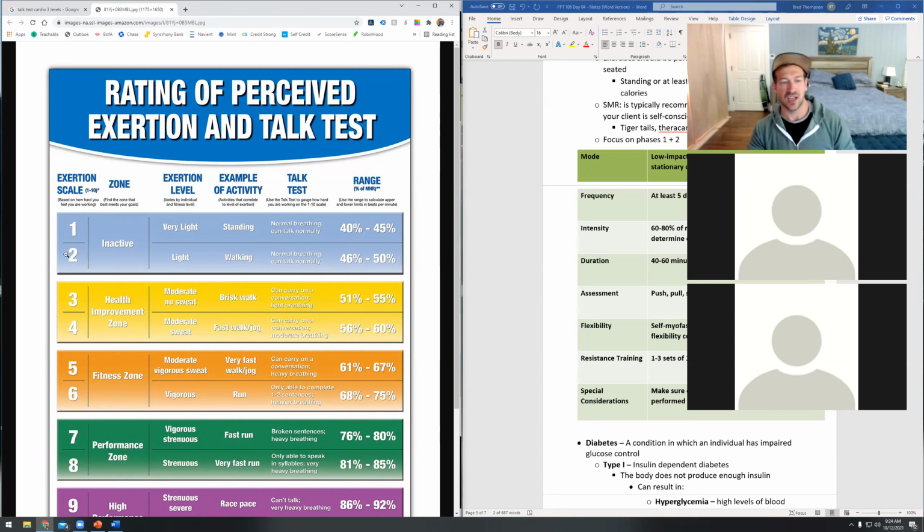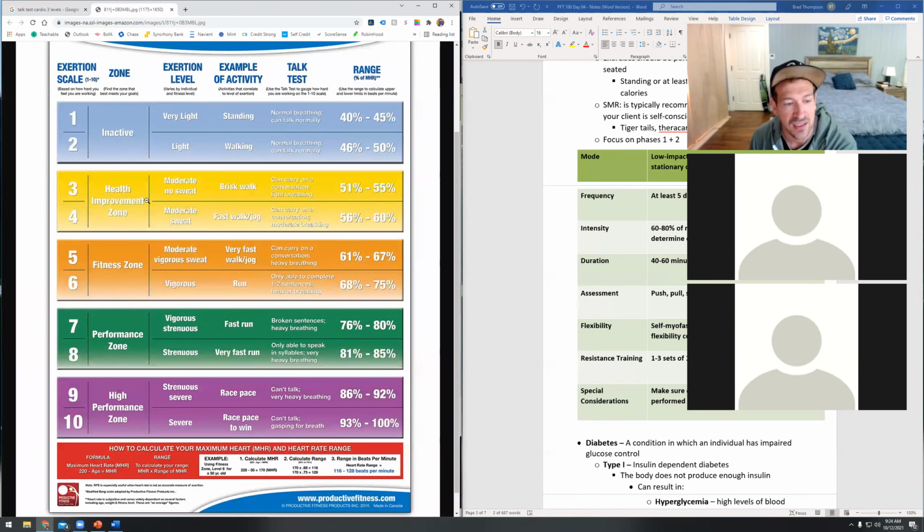So here's the sort of complicated version of this, right? If we look at the talk test, a 1 to 2 would be completely normal breathing, right? Absolutely normal. But then we start to get into the health side of things. If you're talking about the talk test, somewhere between a 3 to 4 on the RPE, that might be, they can carry a conversation, but they're breathing a little bit heavier. And then if they are working on actually improving their fitness, they can carry a conversation, but they're breathing a little bit harder. And then maybe they start speaking in broken sentences with heavy breathing, and then eventually they have a really hard time breathing, basically can't talk while they're exercising.